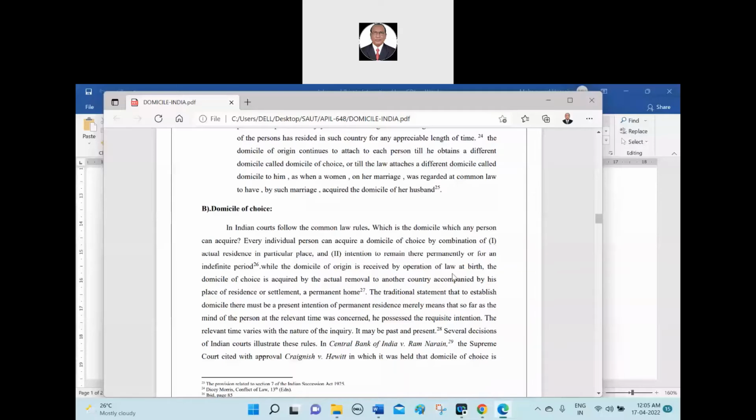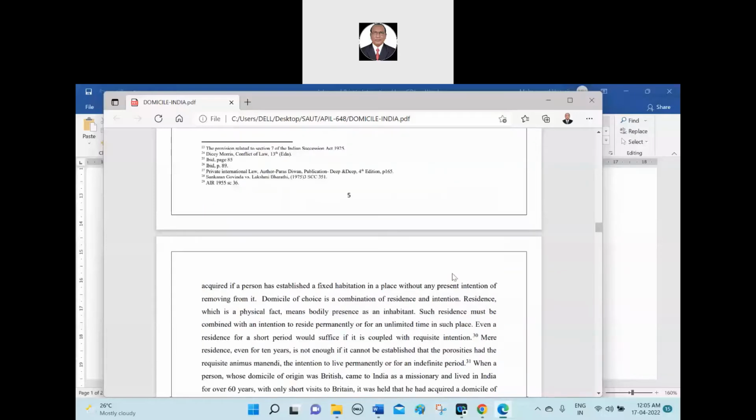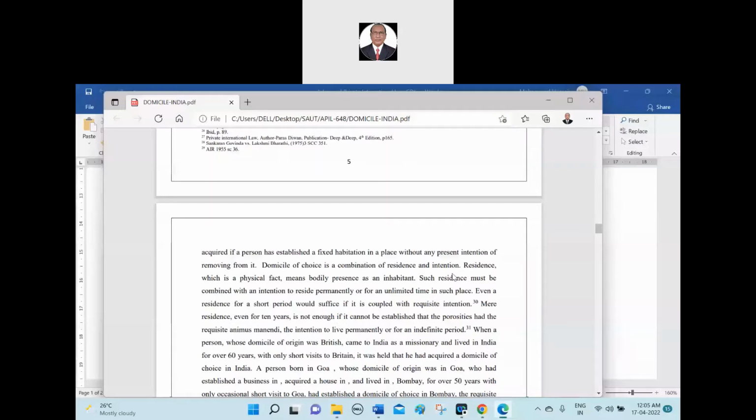And domicile of choice is a combination of residence and intention. Of course, here the intention is the more important factor. Residence, which is a physical fact, means bodily presence as an inhabitant. Such residence must be combined with the intention to reside permanently. At that instance, we can say that it is the ultimate issue of such a place. A residence for a short period would suffice if it is coupled with the requisite intention.